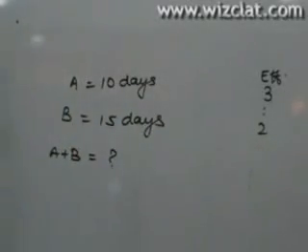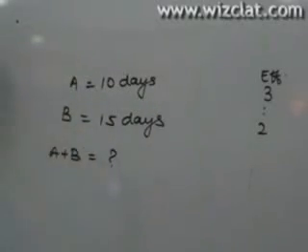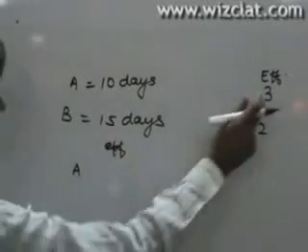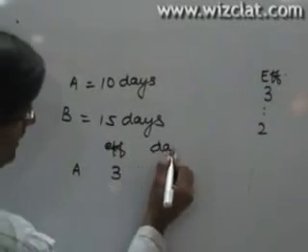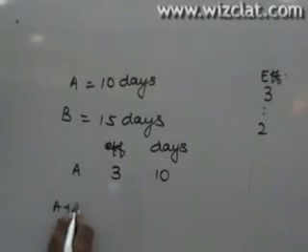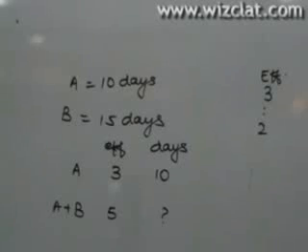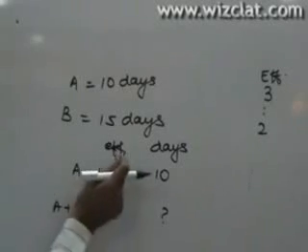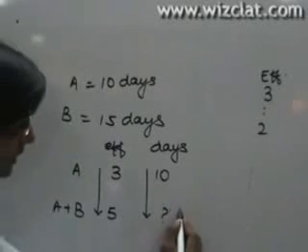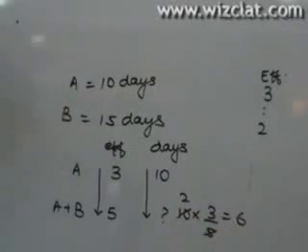Now I can do this question by using the information from A alone, or I can do this question using the information from B alone. How can I? Look at this. A, whose efficiency is 3, completes this work in 10 days, therefore together A plus B, whose efficiency is 5, will take how many days? Now we know efficiency has increased from here to here, so days should decrease from here to here. That is 10 into 3 by 5, and the answer will remain 6 days.